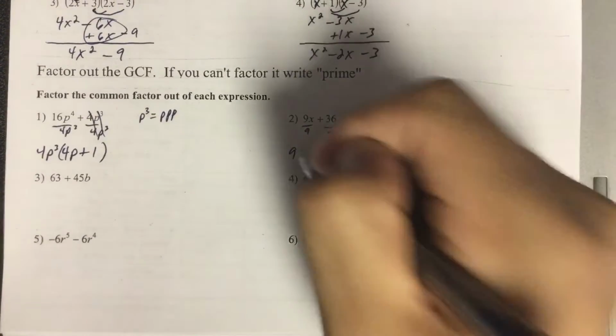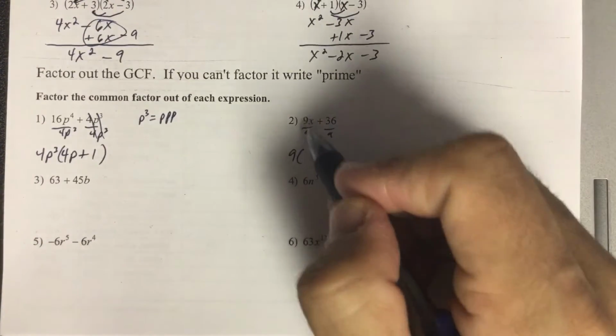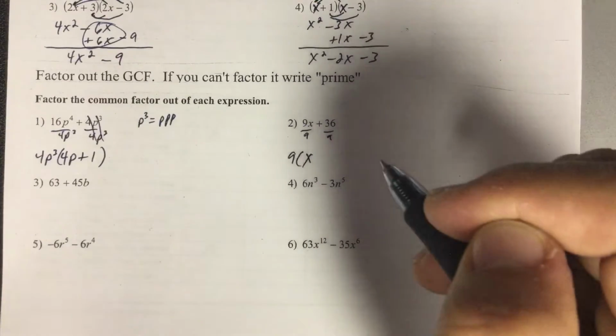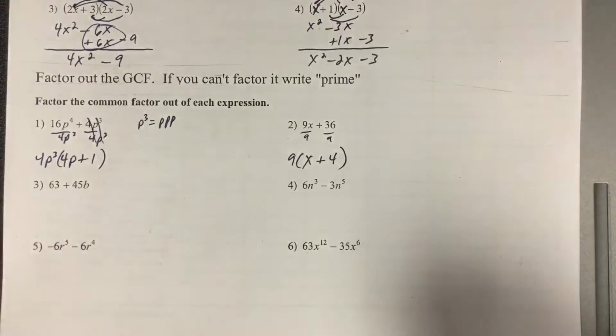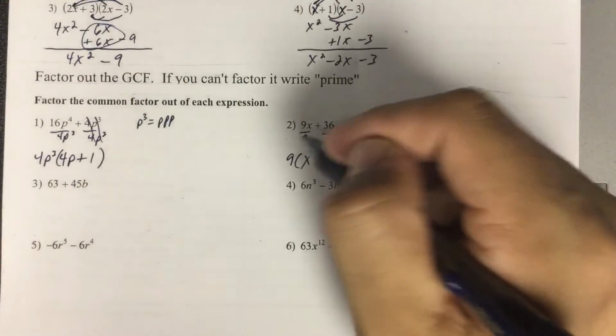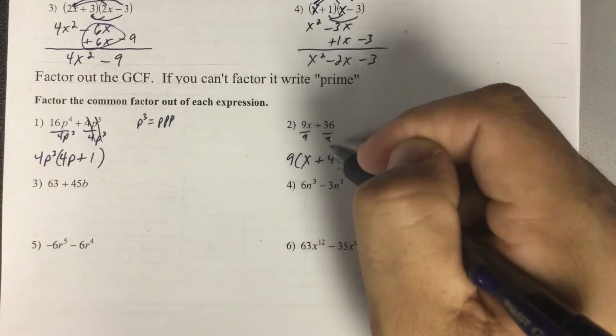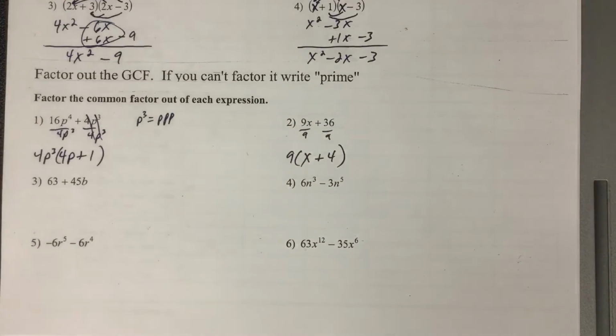So the 9 goes in front. If I divide this, that's 1. So this is just x. And 36 divided by 9 is 4. So again, looking at my answer, if I multiplied this out, I would get that, right? So it's doing the opposite of distribution.